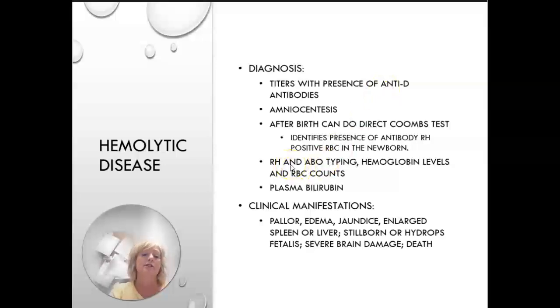So we look at the Rh and ABO typing. We're going to look at hemoglobin levels. We're going to look at red blood cell counts. We're going to look at bilirubin levels. We're going to look at all of that.